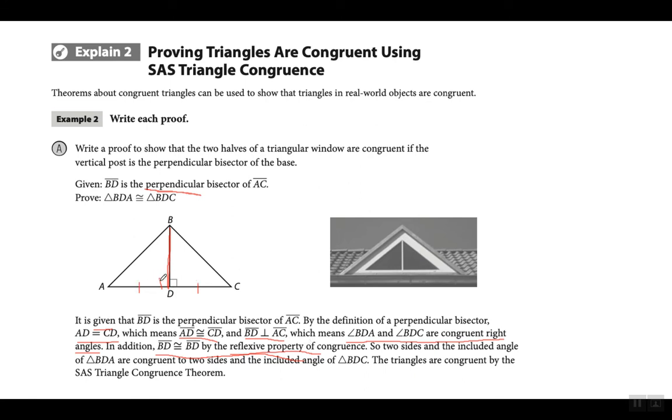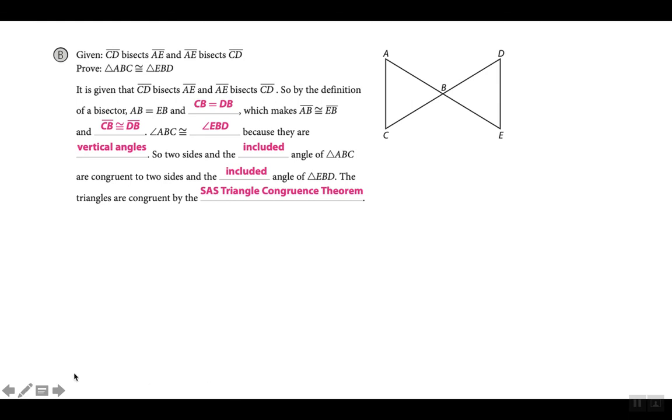So we got side, angle, side, side, angle, side, lado, ángulo, lado, lado, ángulo, lado. So the triangles are congruent by the side, angle, side triangle congruency theorem. Let's look at another proof. This is the last thing and we're done. All right, this is the last slide. Este es el último que tenemos que mirar.